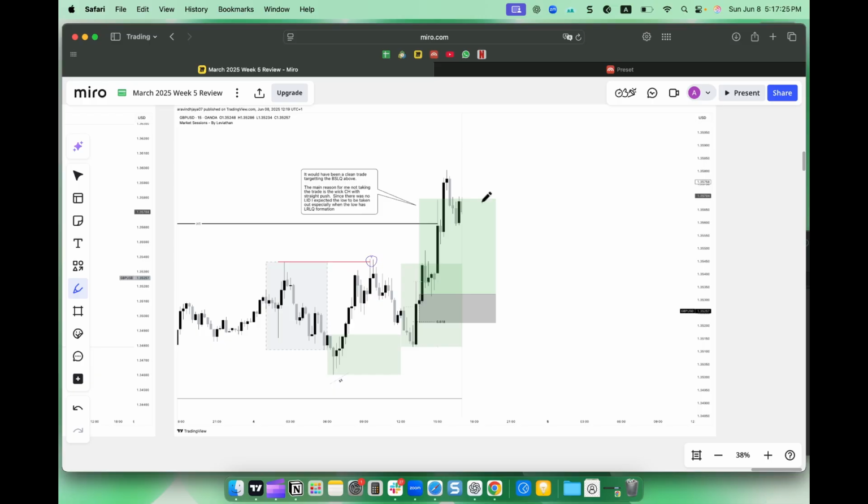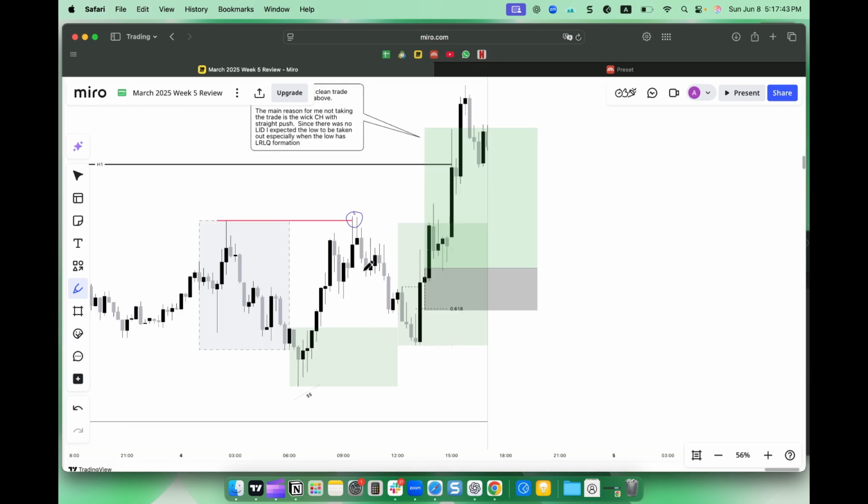Then you could have looked for this trade and you could have got a winner. But sometimes I trust my instincts more than the rules, so sometimes it pays off, and sometimes it makes me miss a beautiful trade like this. It is what it is. So let's focus on the trade.